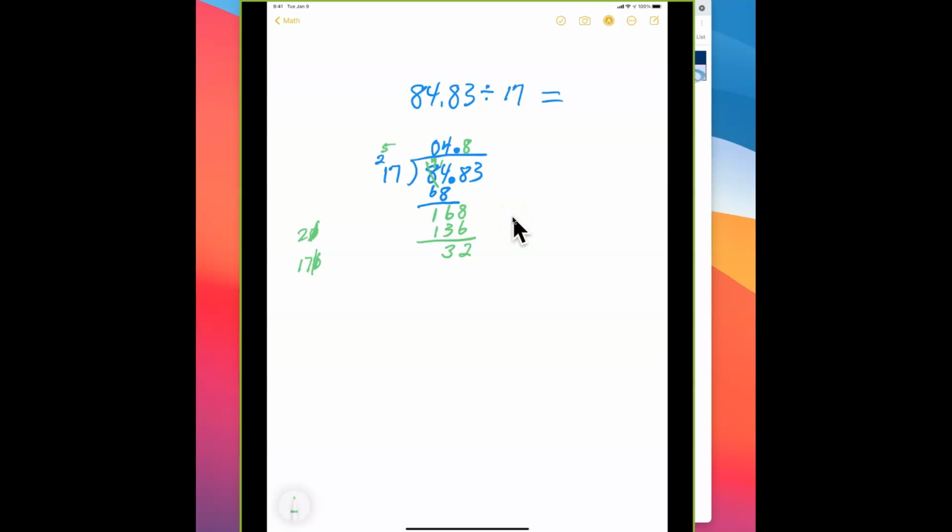8 times 7, 56, carry the 5. 8 times 1, 8 plus 5. So I guess we're going to have to go to 9. So let's back up. This is the frustrating thing about division. Oops, I back up too far.